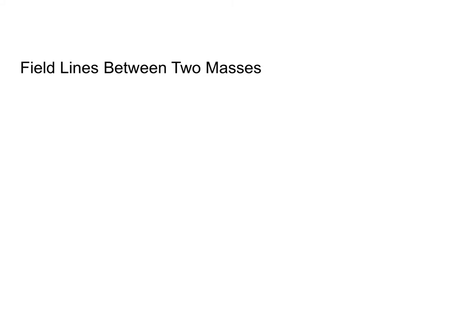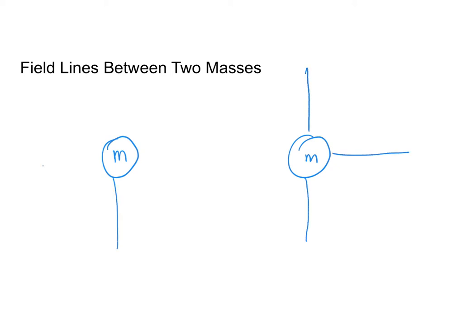So let's go ahead and start by drawing the field lines between two masses. Here's my mass number 1, here's my mass number 2. Now, I know that gravitational forces are attractive. So that means that my field lines are going to be going into each of my masses. I'm going to start with the sides that are not near each other, like so.